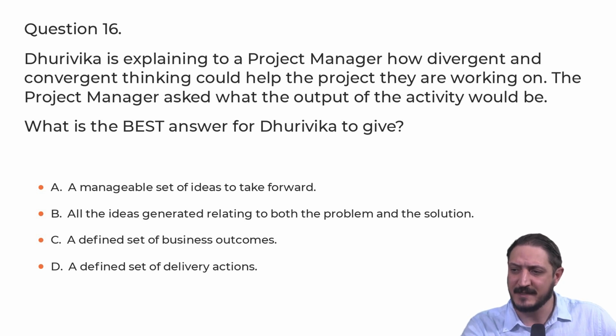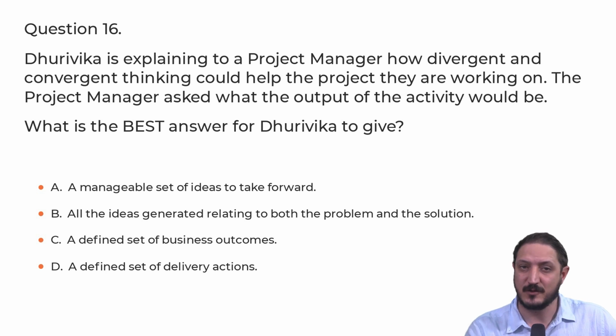So if we look at A, it says a manageable set of ideas to take forward. That's a viable option, and it could be the correct answer. B, all the ideas generated relating to both the problem and the solution. This one also sounds similar and is also related to ideas. So we'll put those aside, and because they are talking about ideas, both of these could potentially be the correct answer.